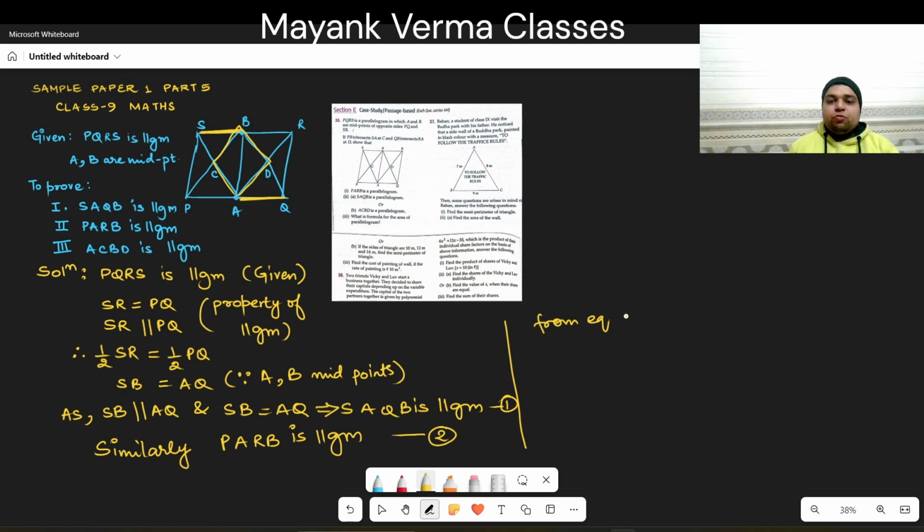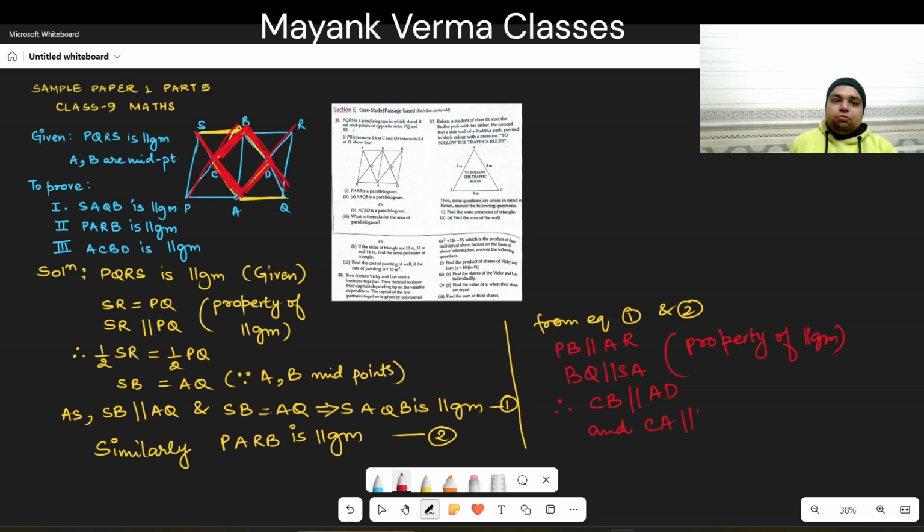From equation 1 and 2, can I say that this line PB is parallel to AR, and this BQ is parallel to SA. Again, property of parallelogram. This means that, therefore, CB, I'm talking about this side only, CB is parallel to AD, and this CA is parallel to BD. Therefore, in a quadrilateral, if opposite sides are parallel, it will eventually become a parallelogram. So ACBD is also a parallelogram.